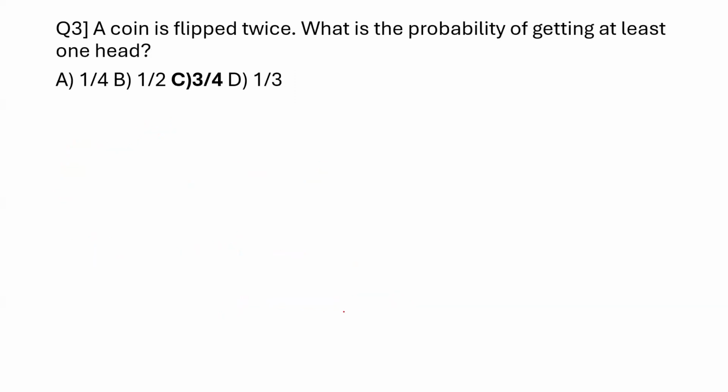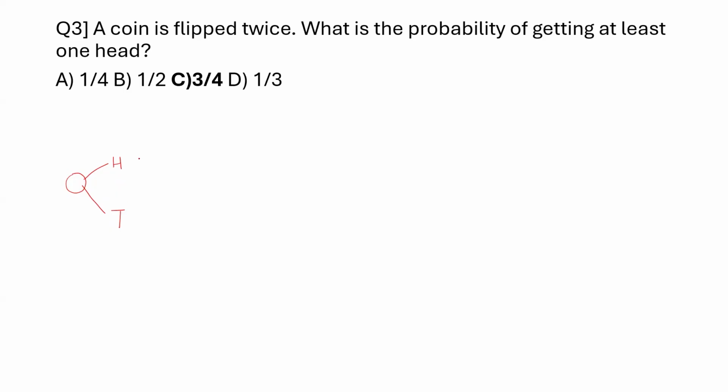Next problem. A coin is flipped twice. What is the probability of getting at least one head? Okay, at least one head. So let us write this problem in a different way. You have a coin, right? This is your coin, and you are flipping it. So what all possibilities can you expect? It can land on a head or a tail, right? If you flip a coin first, you can expect heads or tails.